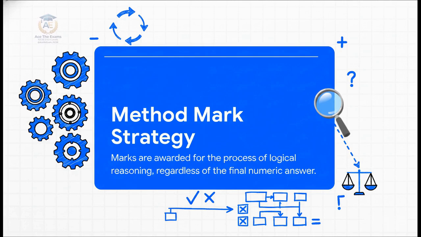If you make a tiny, silly arithmetic error early on, maybe you punch the wrong number into your calculator in the pressure of the moment, but you apply the exact correct logic and procedures throughout the rest of the 15-mark problem, the method mark strategy ensures you still get heavily rewarded for your analytical depth. It's like a safety net for your grade, but that net only catches you if you leave a trail of breadcrumbs for the examiner to follow. Do not just write down final numbers. Expose your thought process. Show your work.